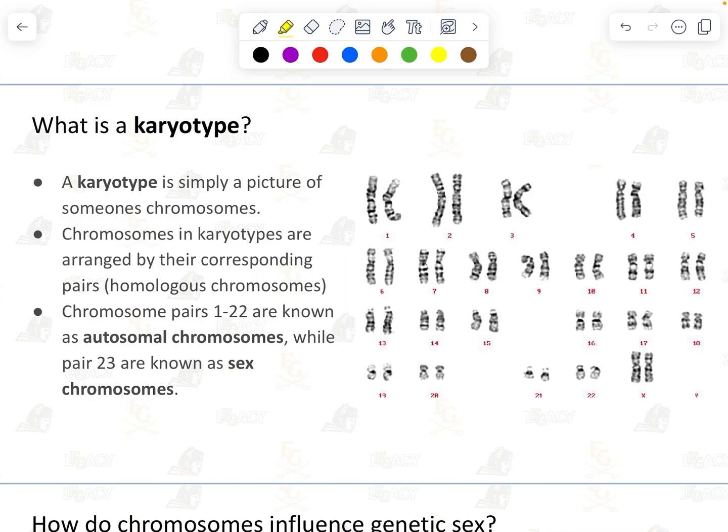And chromosomes and karyotypes are arranged by their corresponding pairs, which we call homologous pairs. So these two chromosomes are what are known as a homologous pair. And what that means is that they have the same types of genes. So maybe it's the gene to produce hemoglobin, right? You have two copies of that, one from each parent, right?